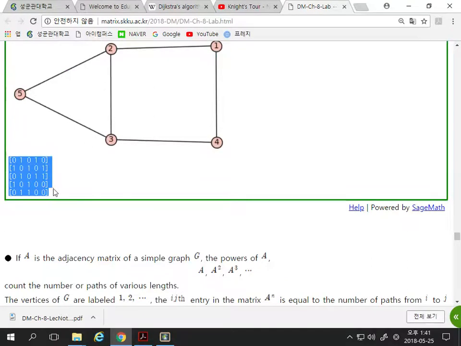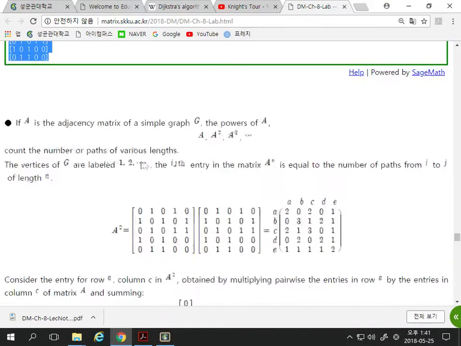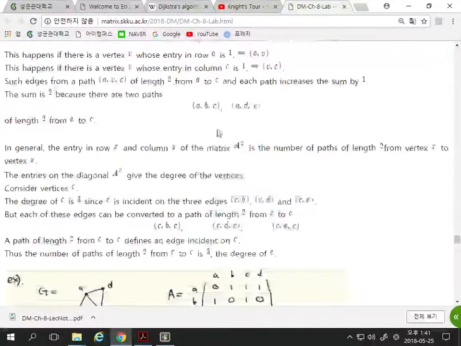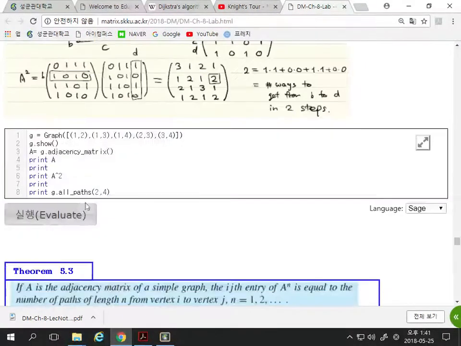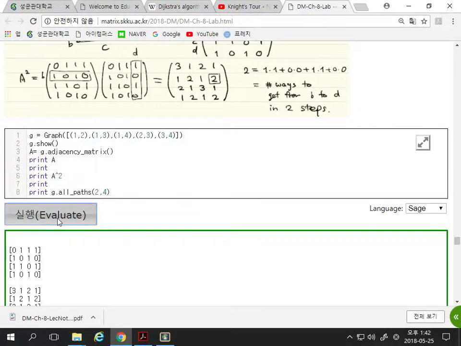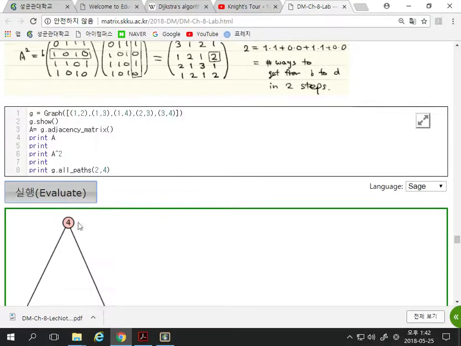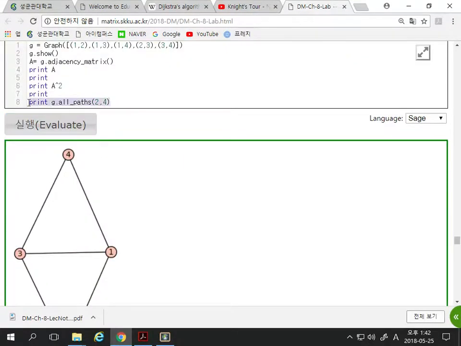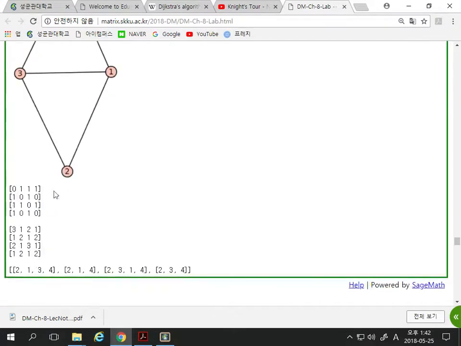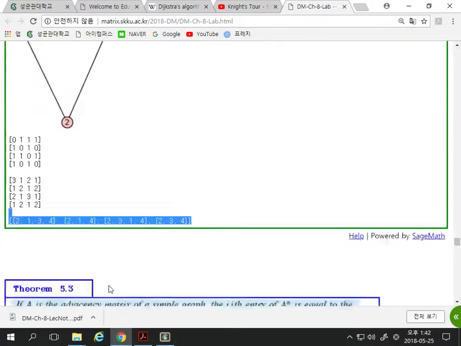Then this matrix's properties tell us information about the graph, like this. The power gives us the length of the paths to reach, and it gives us the list of all the paths. There are 4 different paths from 2 to 4, like this.